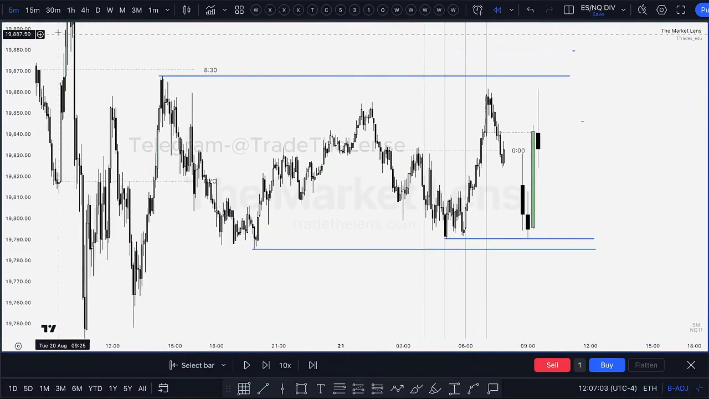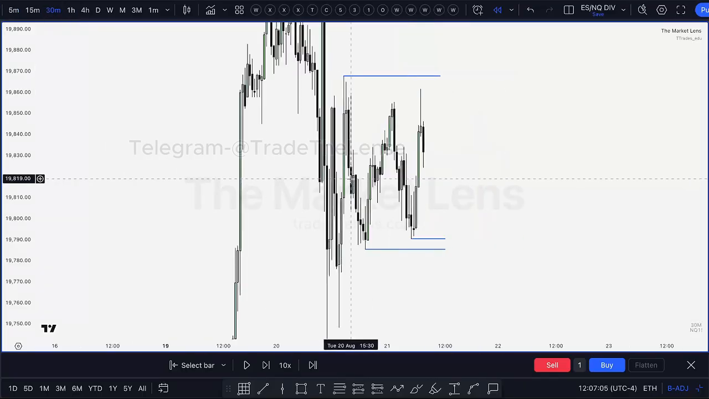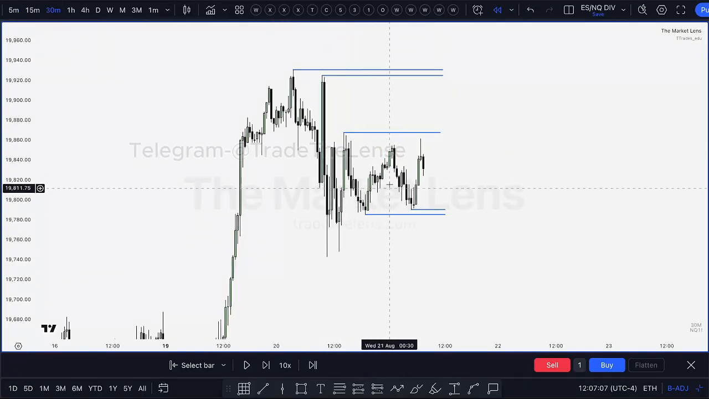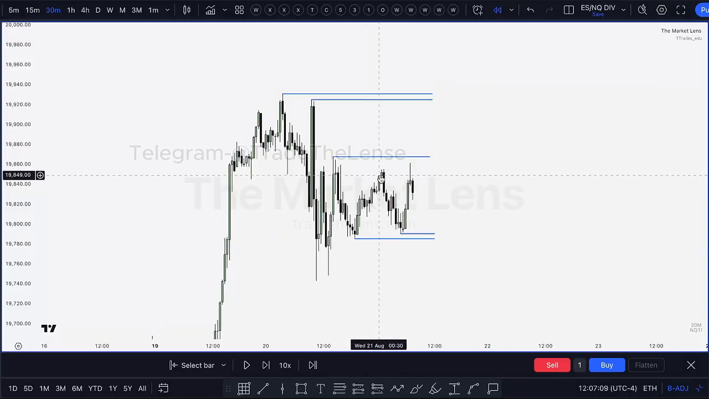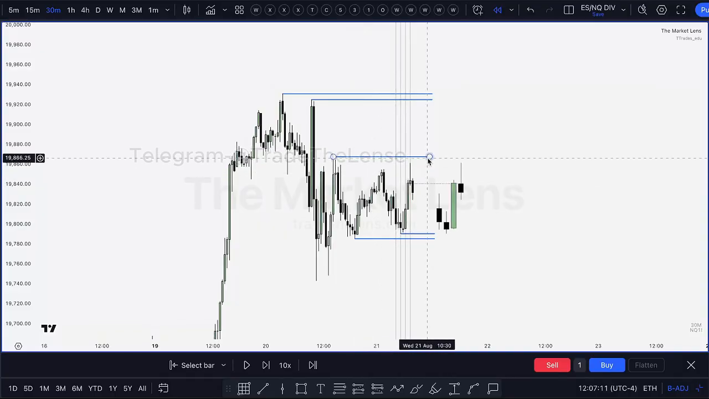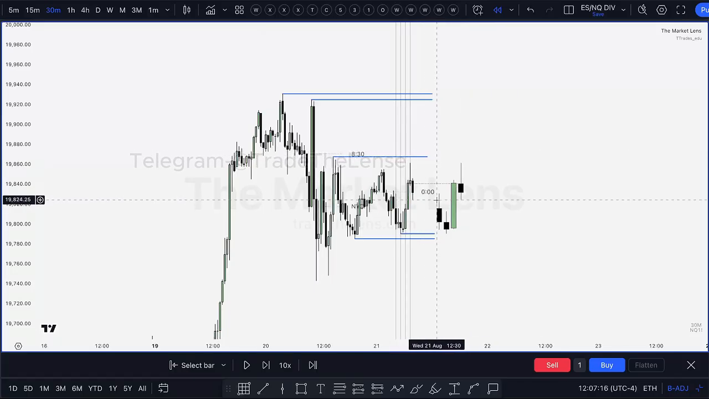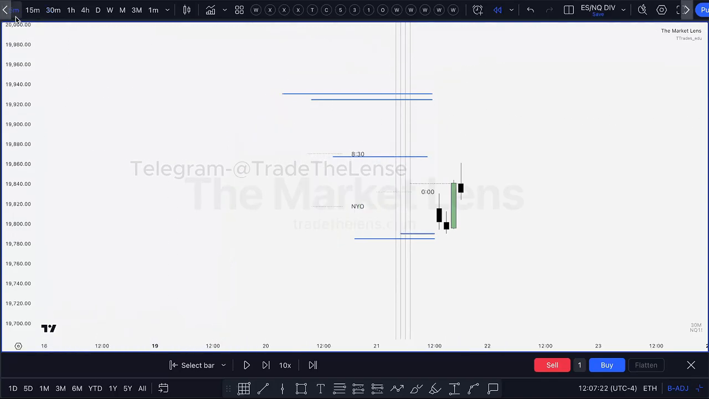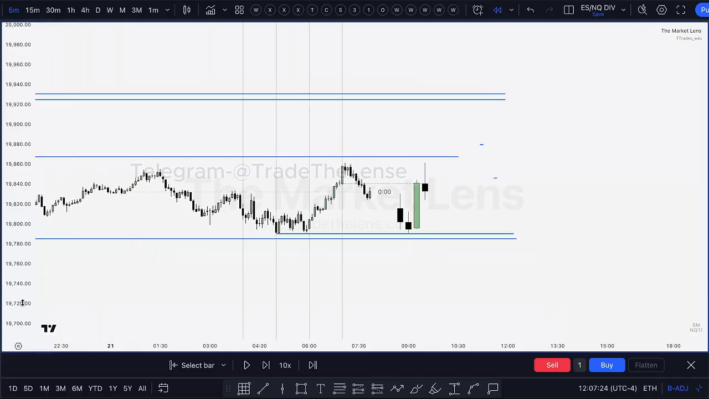So zooming out a little, you'll notice we were just in this range, right? So that's the main reason why I didn't really like this short setup, is because we haven't taken a range high. If we'd have taken this one, then yeah, retracement or to the other side. But let's hop back to the 5-minute chart and then we will talk about this.